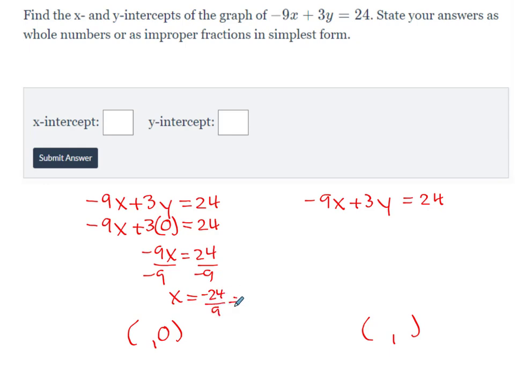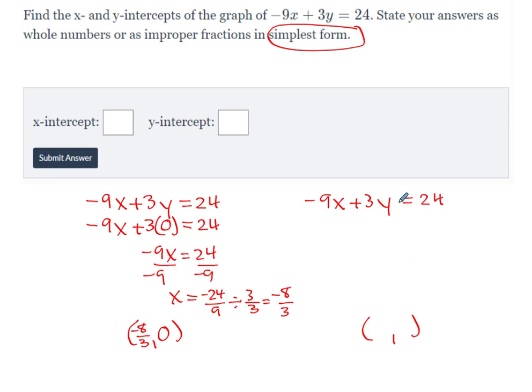But then we would want to go ahead and make sure we divide by 3 over 3 because it did state right here in simplest form. So negative 24 divided by 3 is negative 8, and then positive 9 divided by 3 is going to give us 3. So my x-intercept is negative 8 over 3.